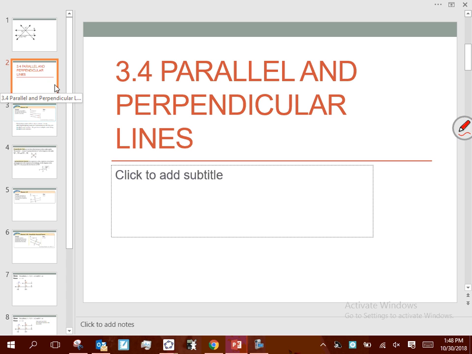3-4 is about taking everything we've learned so far in 3-2 and 3-3 and ultimately applying it to parallel and perpendicular lines. So write that down.